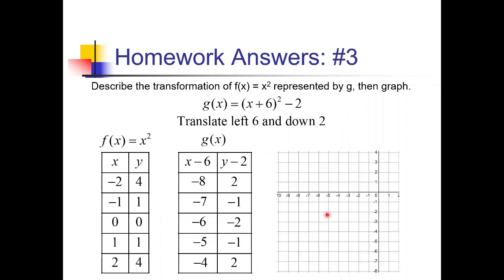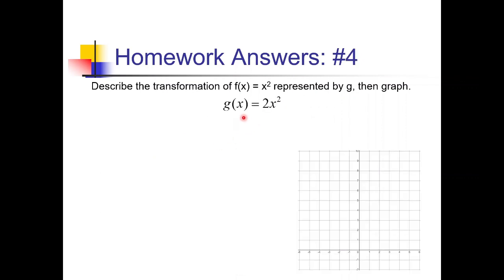For the graph, we've got -8, comma 2. -7, comma -1 down there. And then -6, comma -2, there we go. And then we have the symmetrical part of it, -5, -1, and -4, comma 2. And there's your parabola.